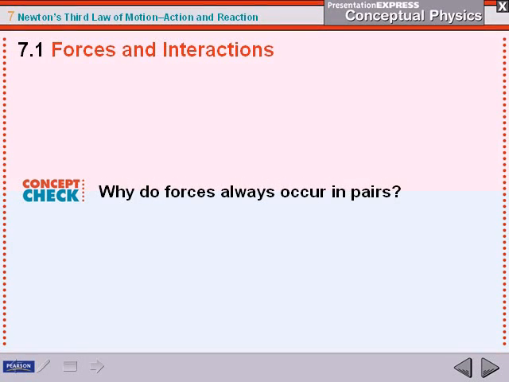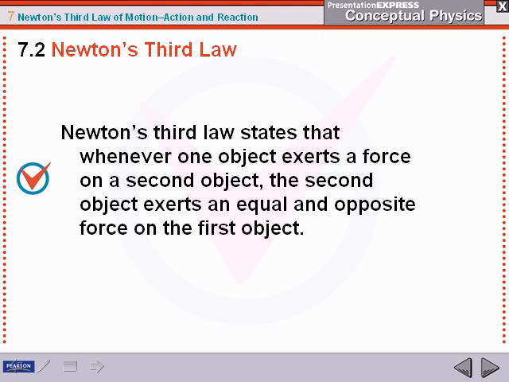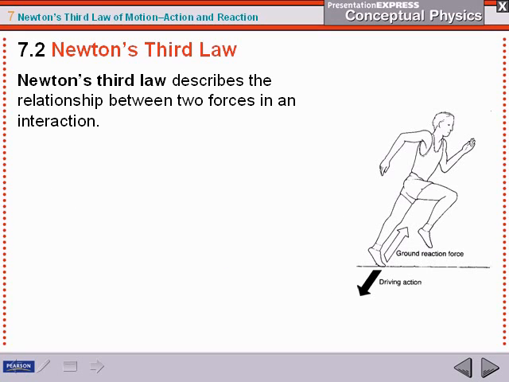So why do forces always occur in pairs? Because each is always part of a mutual action that involves another force. Okay, here's section 2. This is Newton's third law. It states that whenever one object exerts a force on a second object, the second object exerts an equal and opposite force on the first object. You might know this as, for every action, there is an equal and opposite reaction.